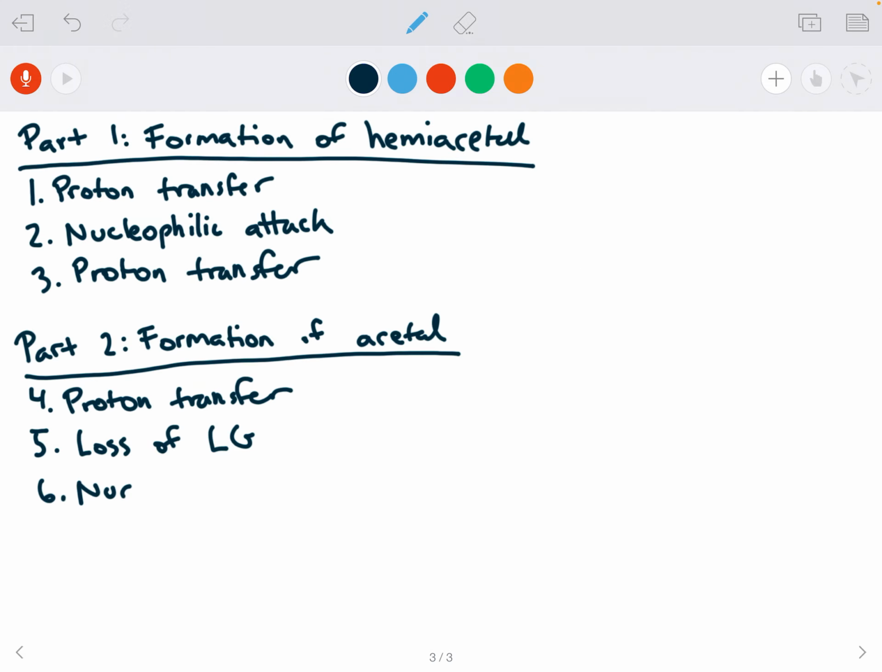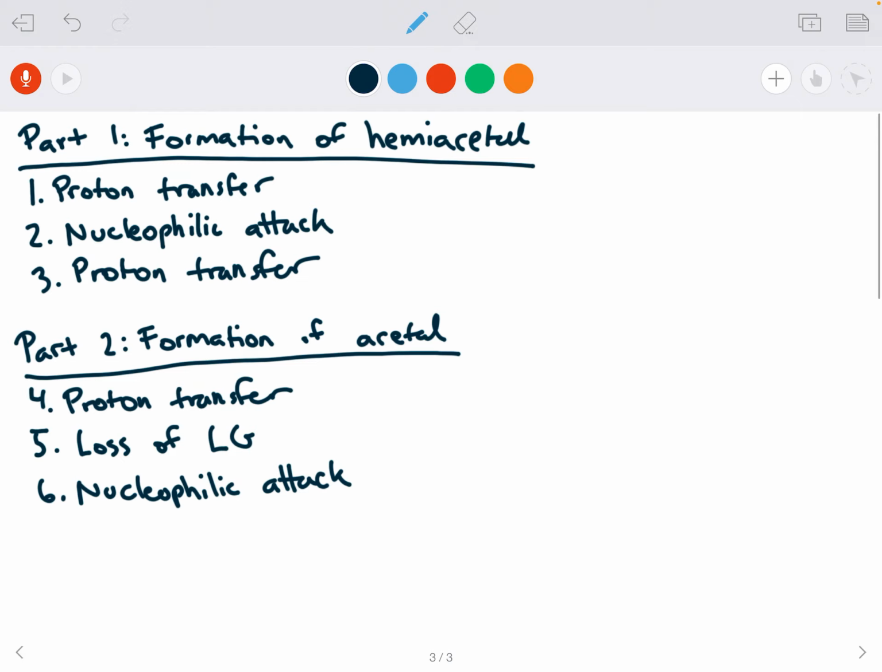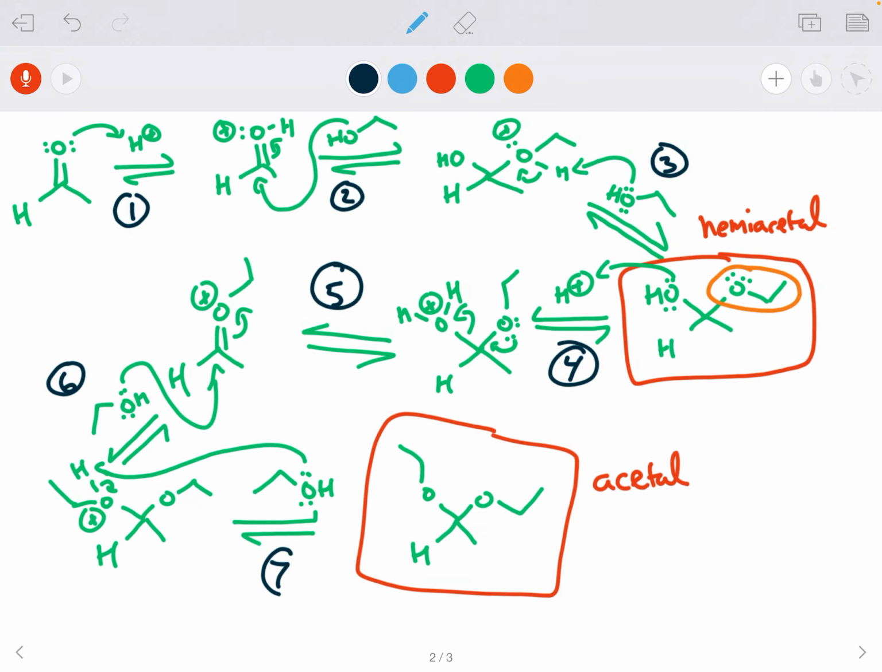Step 6, nucleophilic attack. Ethanol comes in, in step 6. And then finally, step 7 is a proton transfer. So we finish it off with that proton transfer.